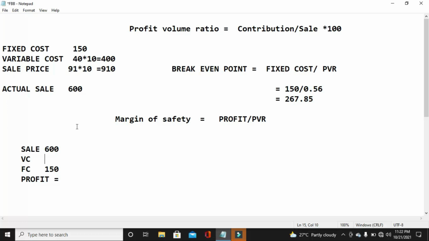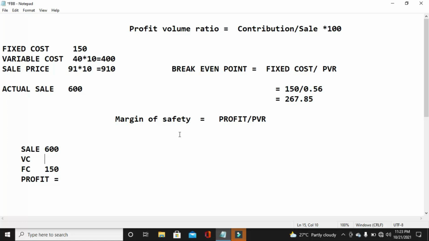So let's calculate margin of safety. How much margin of safety did we have here? How much more than our break-even point did we earn? The difference between break-even point and actual sales will be called margin of safety. Our actual sales is higher than break-even point. So our sale is 600, and let's know how much variable cost we have consumed here.